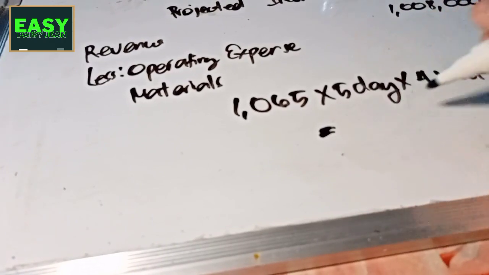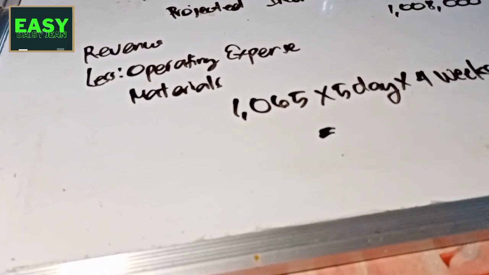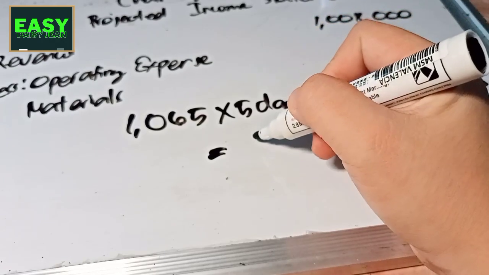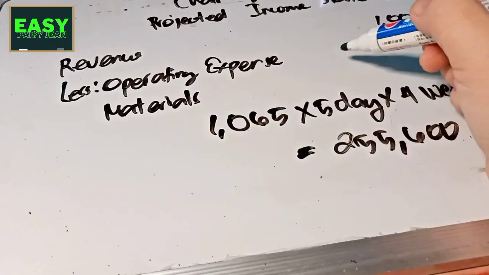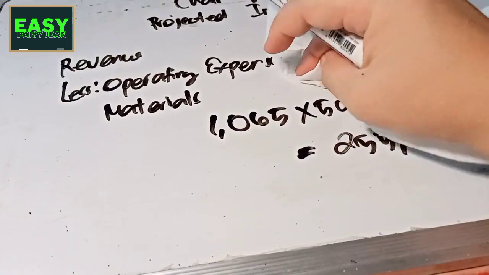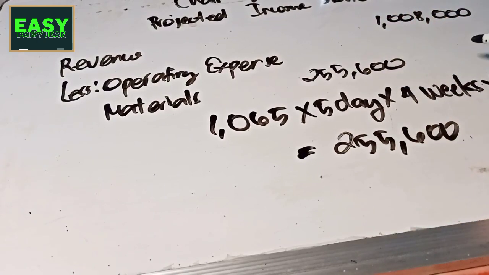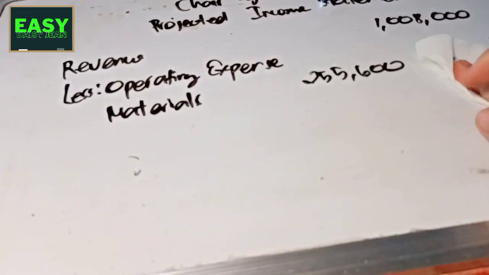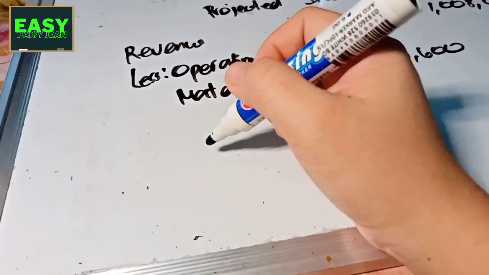Then, the amount from here, you will put it in this part. Okay. So in computation, you will get the expense in terms of materials of 255,600. So here, you will write 255,600. So let us erase this. It is just a computation. This is not included with your income statement. Now, proceed on the other expenses.